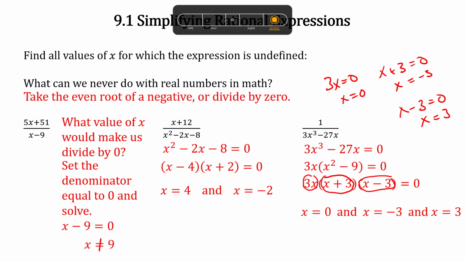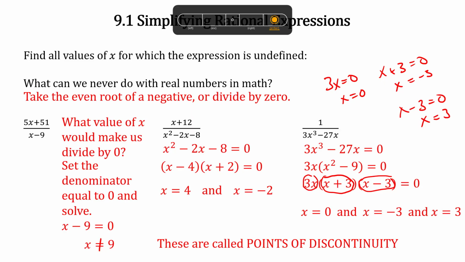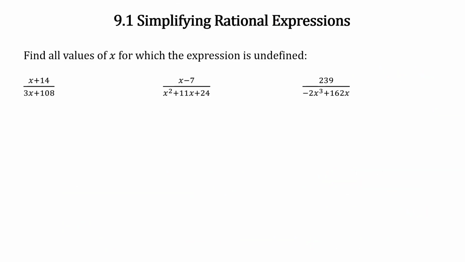Okay, your turn. I'm sorry, these are called points of discontinuity. That term will come up later again a few weeks from now, but points of discontinuity is the term we use for anything that makes the rational expression undefined. Okay, your turn. Pause it here, work these out, and then come back and check your answers.